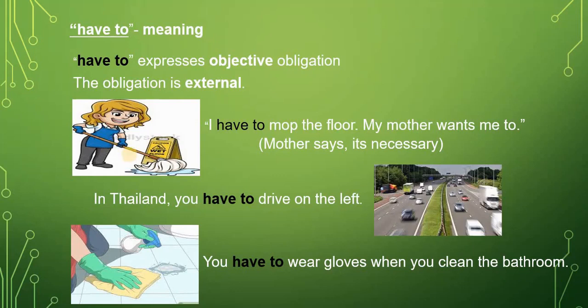Alright? Next, I have a very good example. In Thailand, you have to drive on the left. So this is simply a law or rule. It's not their decision to drive on the left or right. But because it's the law in Thailand and other countries, they drive on the left because of the law. And the law is an external obligation.